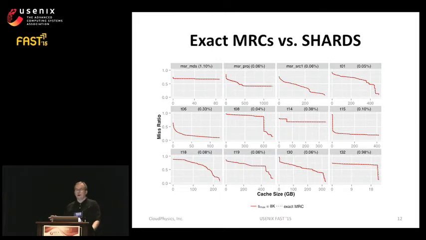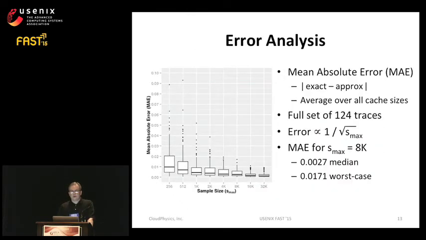Note that the MRC at the bottom right exhibits the highest error over our full set of 124 traces, and even this worst case still looks pretty good. Next, let's look at a more quantitative analysis of SHARDS error. The graph on the left contains standard box plots for different sample sizes in powers of 2 from 256 up to 32K. A single box plot, one of those vertical slices along the x-axis, corresponds to a given sample size and shows the entire distribution of errors for all 124 traces.